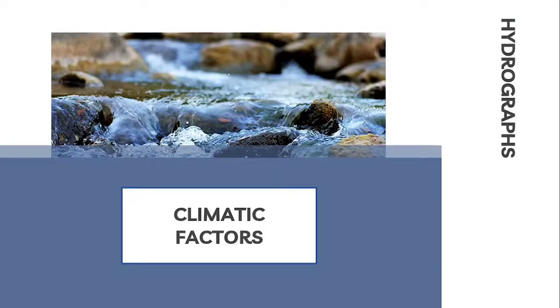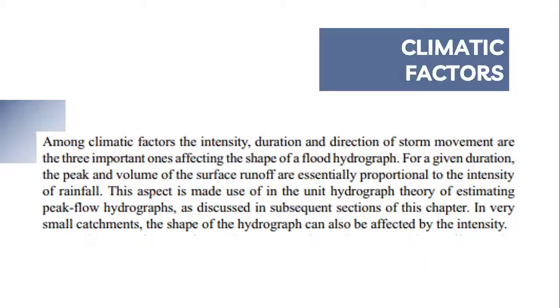Then we have the climatic factors. So among climatic factors, naay tulo ka pinaka most important nga factors affecting the shape of a flood hydrograph. Mao ni ang intensity, duration, and direction of storm movement. So for a given duration, the peak and volume of the surface runoff are essentially proportional to the intensity of rainfall. So this aspect is made use of in the unit hydrograph theory of estimating peak flow hydrographs, which will be discussed in the next subtopics na.